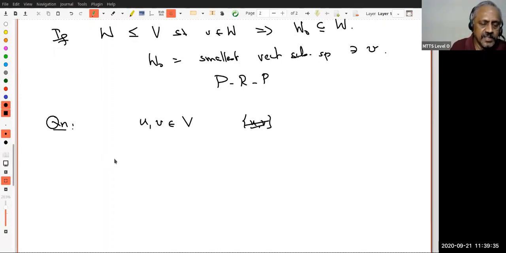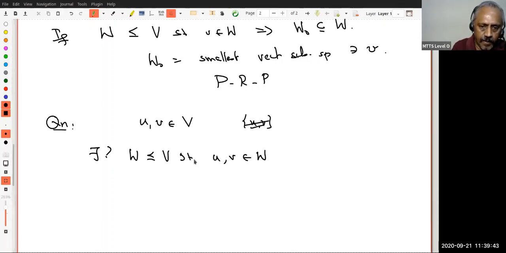Now I can ask the same question. Does there exist a vector subspace W so that u and v are in W? Again, the answer is easy. Take W equal to V, then it is there. Therefore, what should be the question I should ask? Whether there is a smallest vector subspace W that contains u and v. Again, we work backwards. Assume such a W exists.